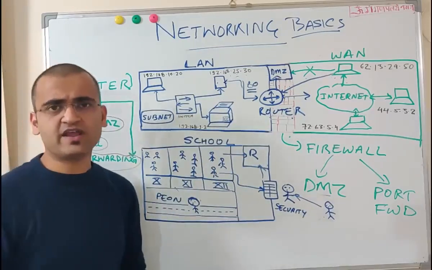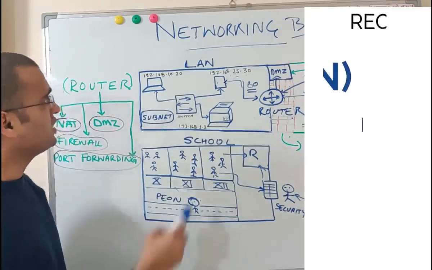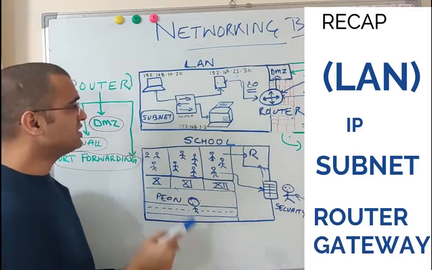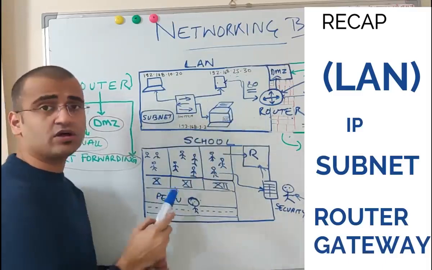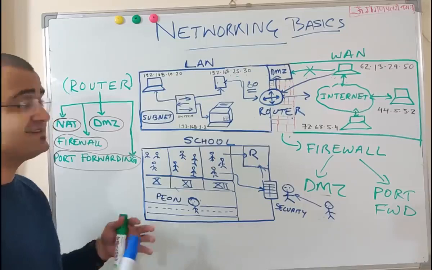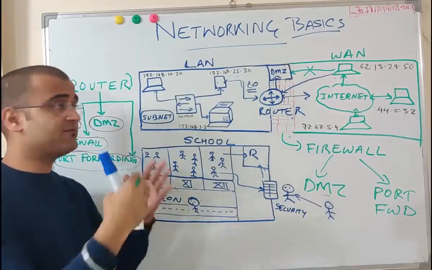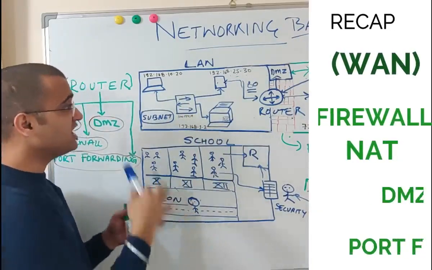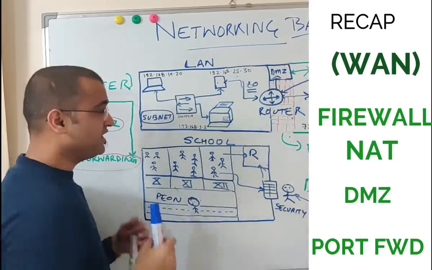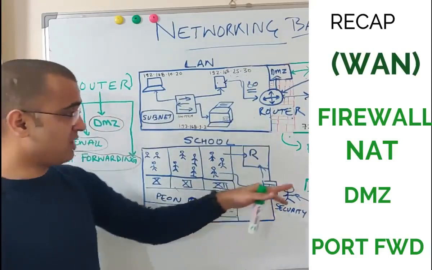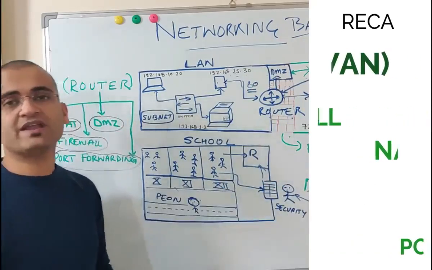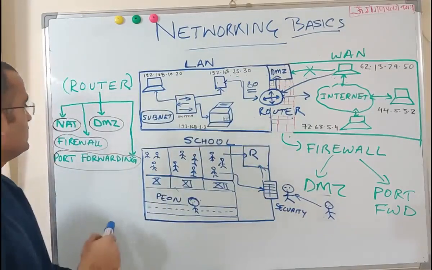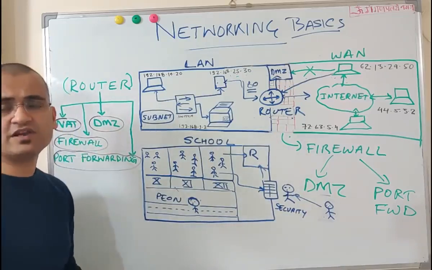So just to summarize, we understood the local area network, we understood what is an IP, what is a switch, how these talk to each other. Then we also understood what is a router, what is a gateway. We also understood how we use subnet to identify whether a device sits within the network or is actually from outside the network. Then we moved on to the wide area network. We understood how firewall works, how DMZ and port forwarding are the two mechanisms with which we can allow external traffic into the internal network. We also understood how network address translation helps.